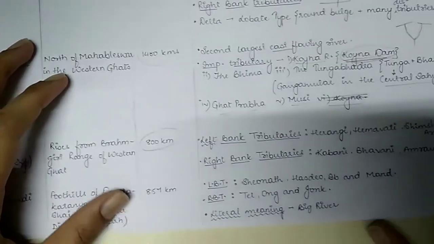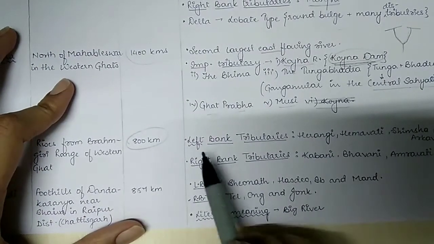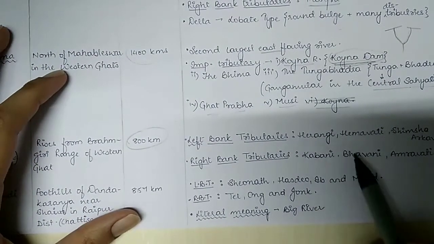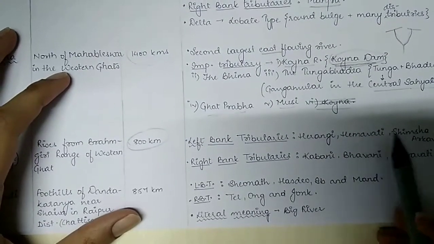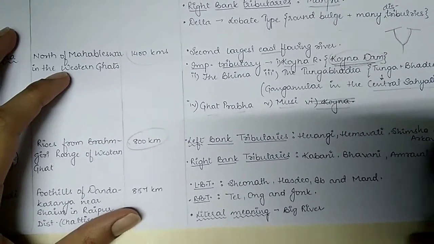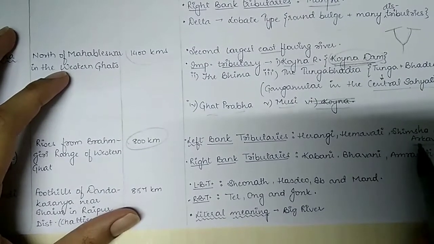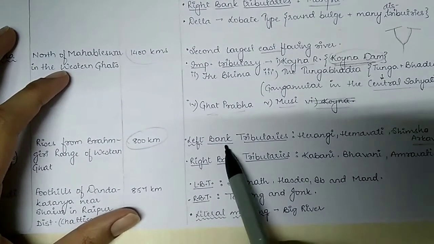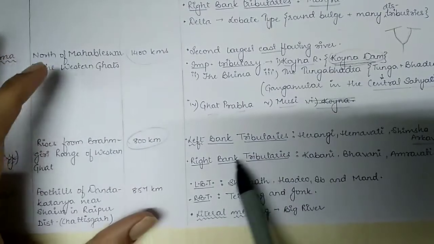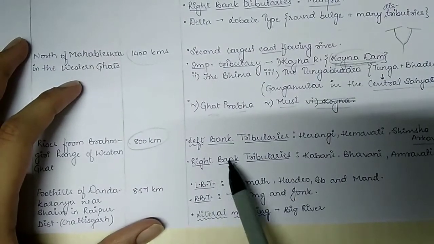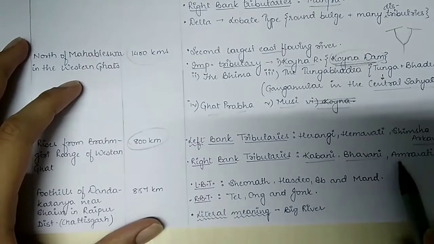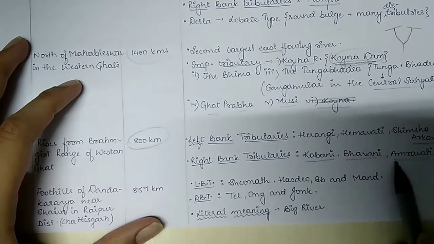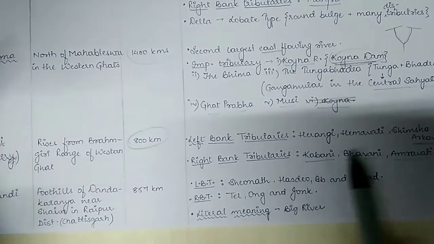If we look into its tributaries, on the left bank we have Harangi, Hemavati, Shimsha, then Arkavati. So these are the four important left bank tributaries. Then on the right bank we have Kabini, then Bhavani, then Amaravati. These are the right bank tributaries.